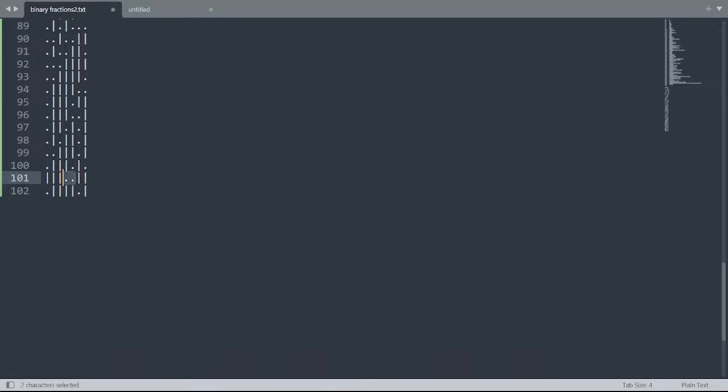Right, so it's that, and then we do that, take away, borrow, borrow. There we go. So we keep going.